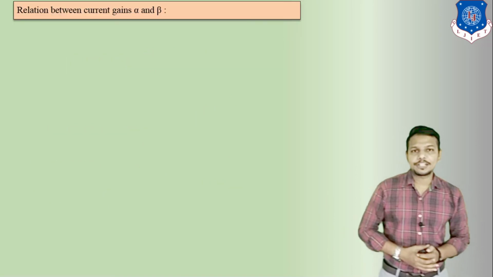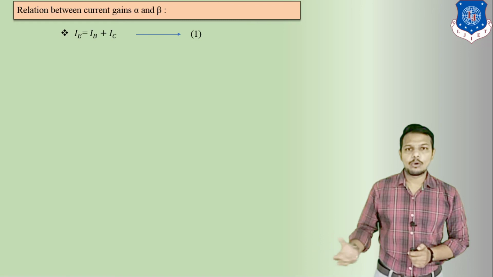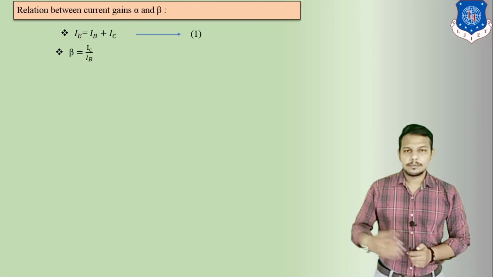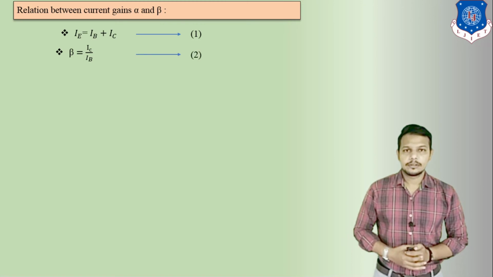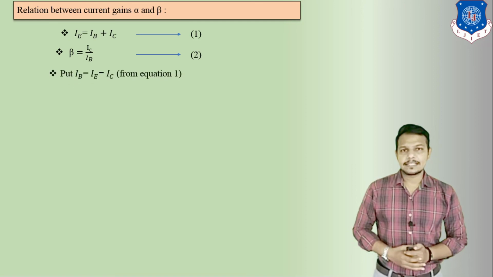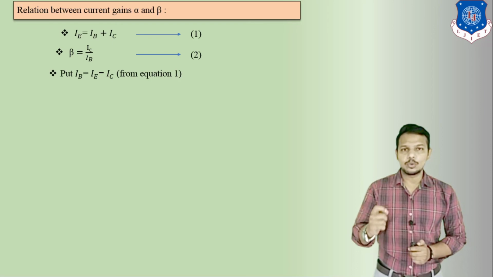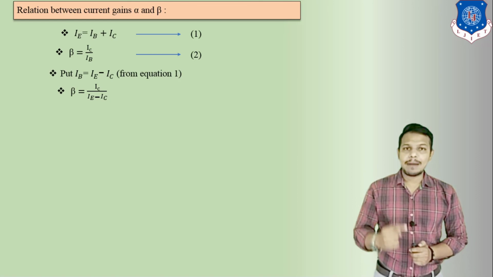So let us discuss the relation between the current gains alpha and beta. We know this equation, equation number 1: IE is equal to IB plus IC. Beta is equal to IC upon IB, this is the current gain, equation number 2. From equation number 1, IB is equal to IE minus IC. Now put this into equation number 2. So it becomes beta is equal to IC upon IE minus IC.